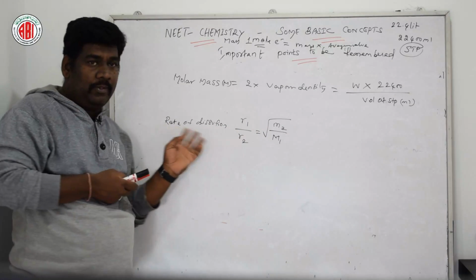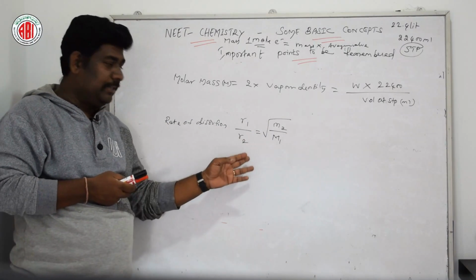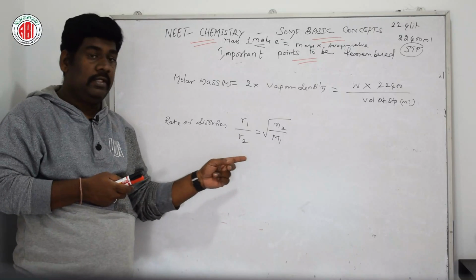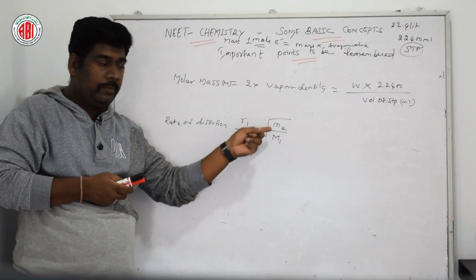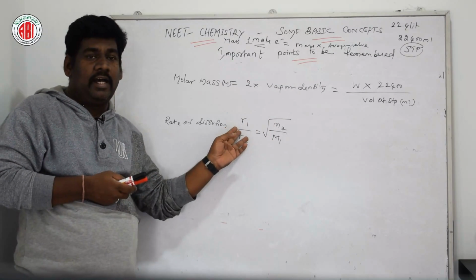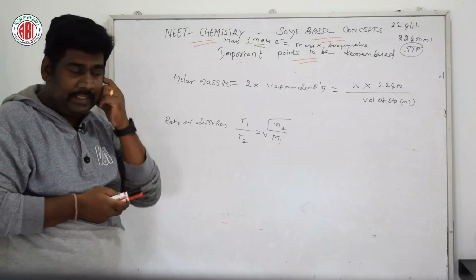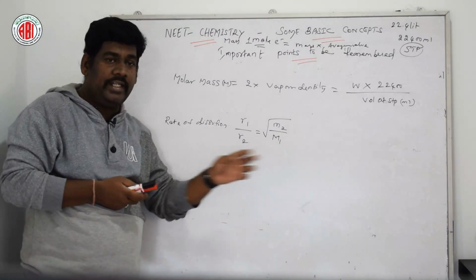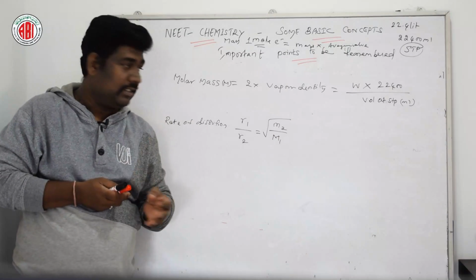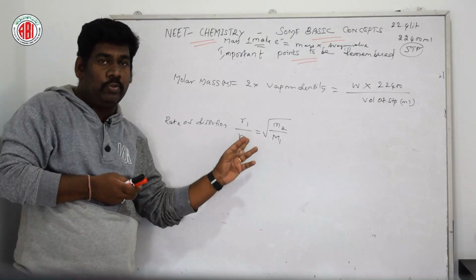Then when we are talking about rate of diffusion, we express the formula R1 by R2 is equal to square root of M2 by M1, where R1 and R2 are the different rates of diffusion of two different species, and M1 and M2 are the molecular masses of the respective two species.